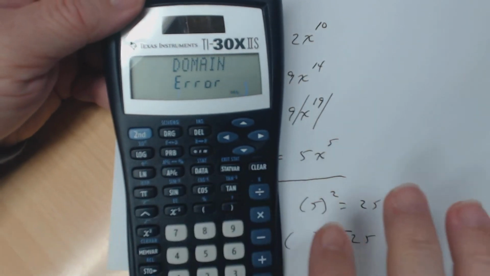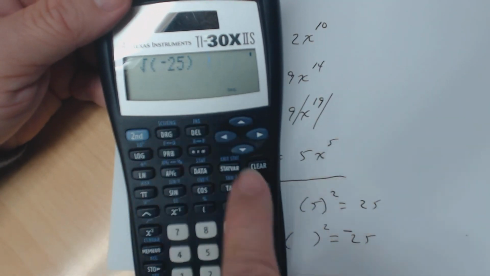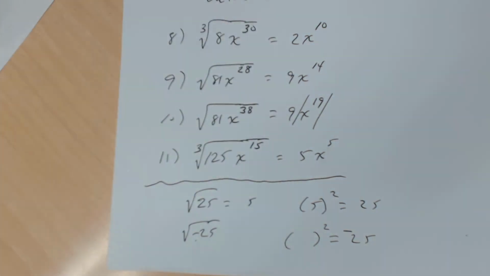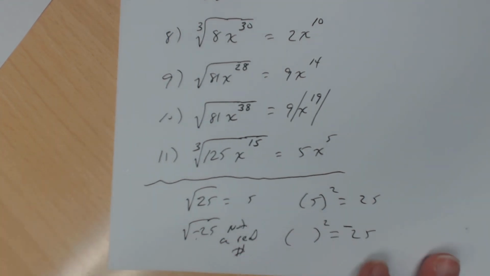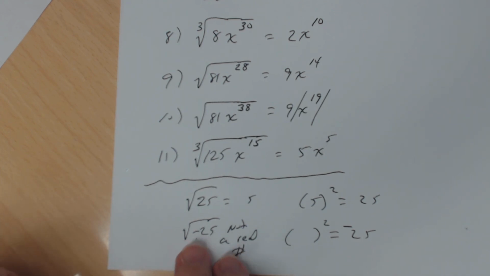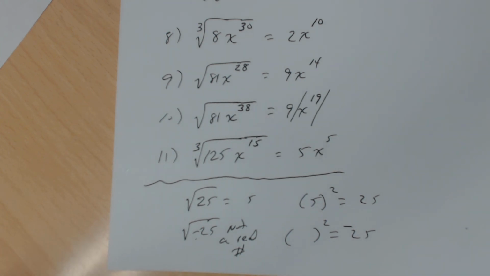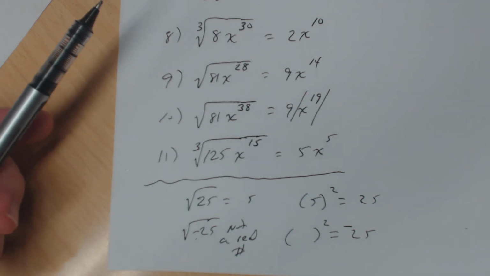Square root of negative 25 equals, you get an error. So that means the square root of negative 25 is not a real number. Now, in another section, we're going to talk about imaginary numbers, and that's where that's going to come into play. But in terms of a real number, you're not going to get a real number back. Okay? All right, so this was a long video, but quite a bit of it was taken up by the explanation of why you would need an absolute value and why you would not.